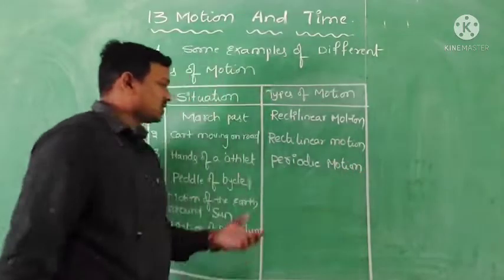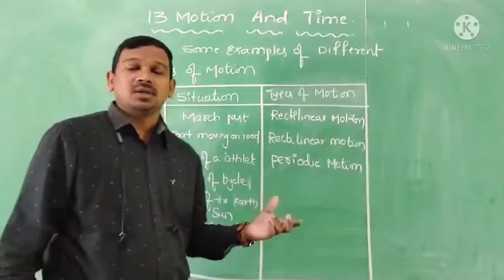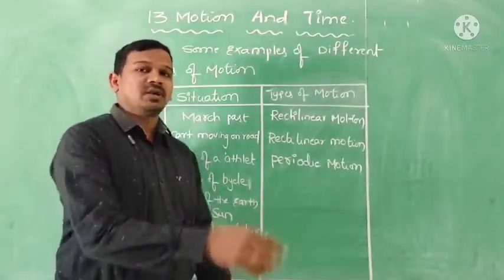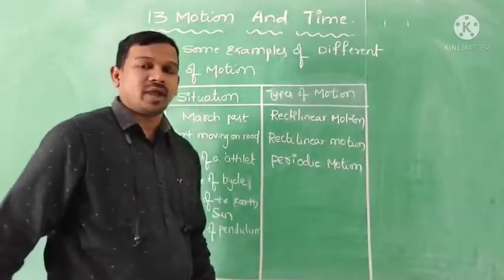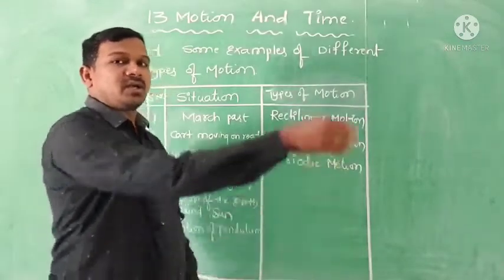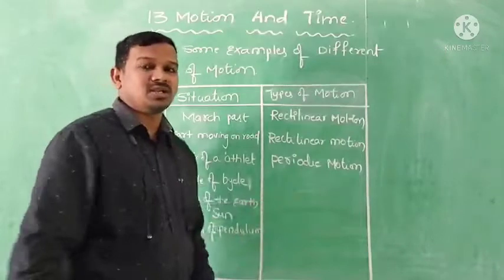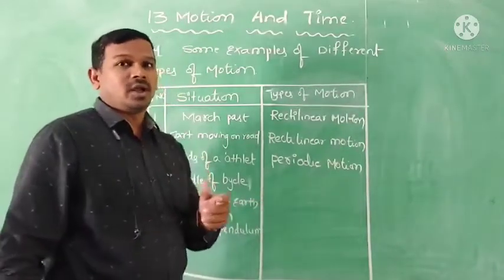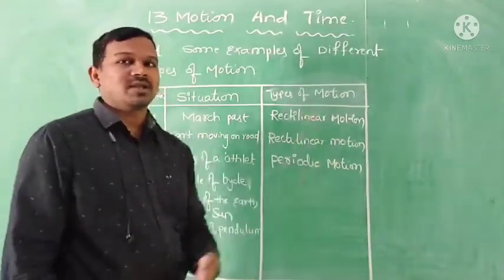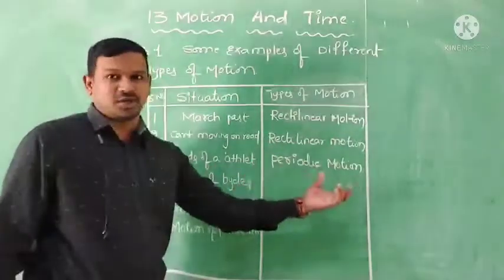Why can we call this a periodic motion? Because the hands move in a to and fro way. They cover the forward direction and backward direction in the same interval of time. So it is maintaining a particular period in that motion, and we can say that it is a periodic motion.